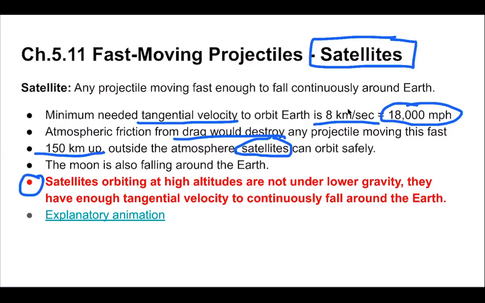Satellites orbiting at high altitudes are not under low gravity, right? Lose that concept. There's no such thing as zero gravity or lower gravity. They just have enough tangential velocity to continuously fall around planet Earth.